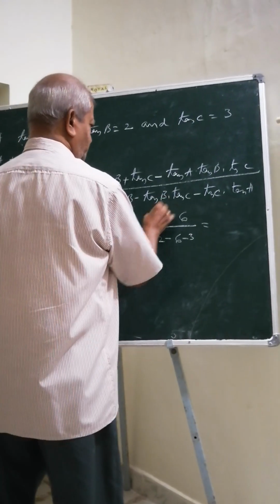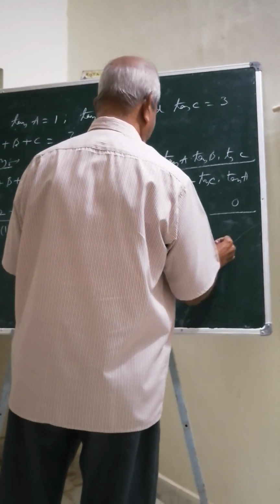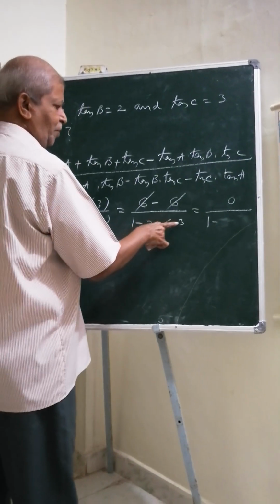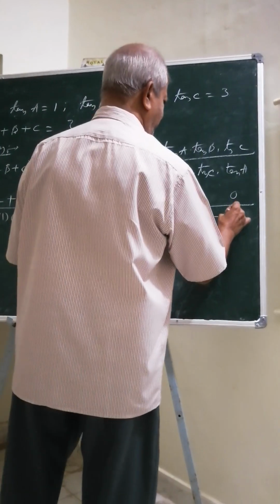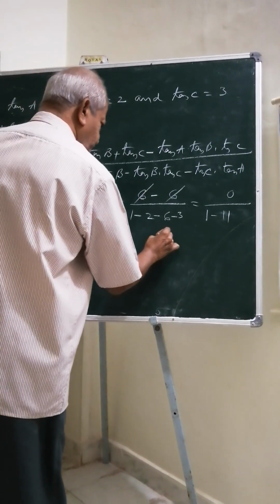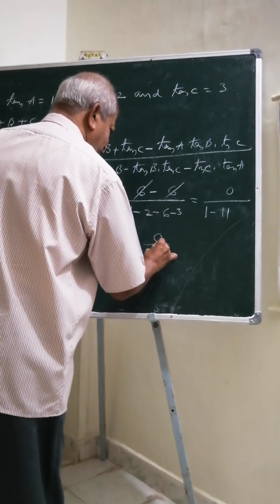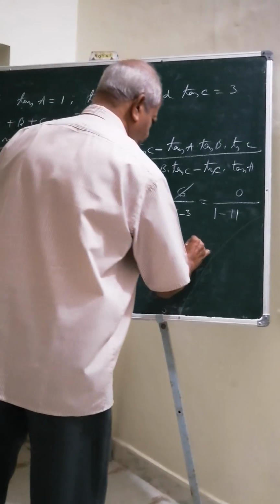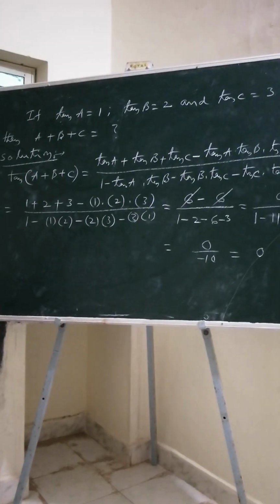So that equal to 6 minus 6 cancel. So that is 0 divided by 1 minus 2 minus 6 minus 8, minus 8 minus 3, minus 11. So that equal to 0 divided by 1 minus 11 means minus 10. So 0 by anything is equal to 0. That is the fundamental rule. So that is the value is 0.